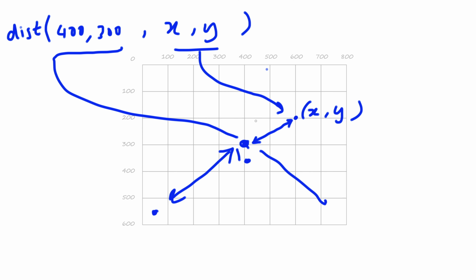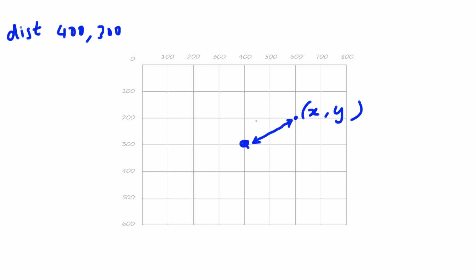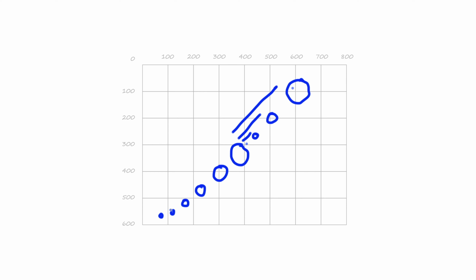Let me clear up this writing. Off it goes. Off you go. Right, so right now we said the size of a circle is bigger the further away it is. So as the distance gets bigger, the circles get bigger. Let's do something else. Let's say they're big near the start and smaller further away.